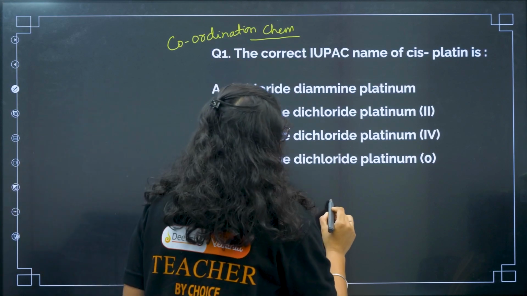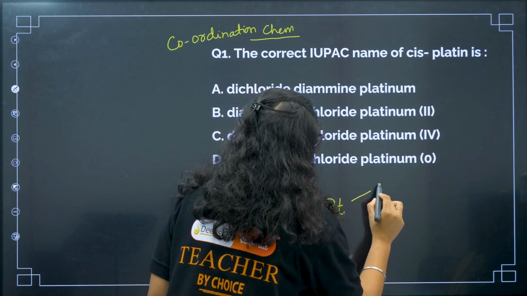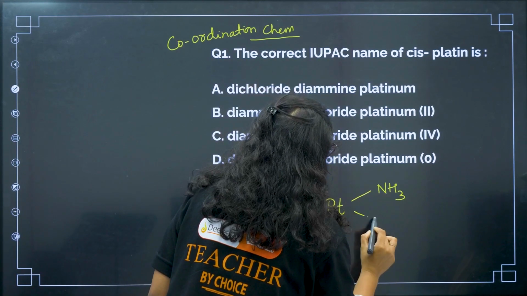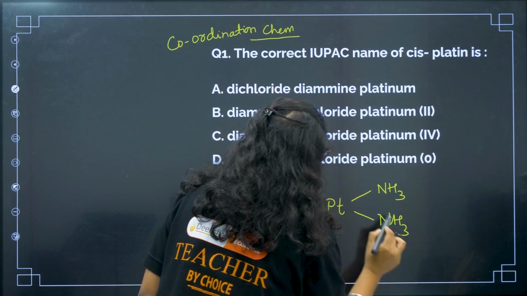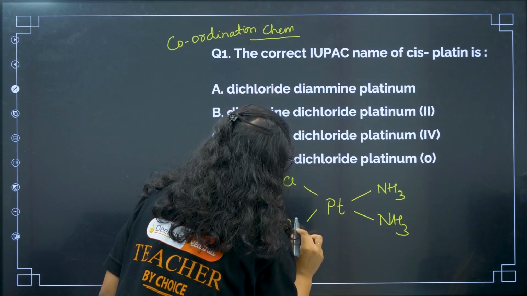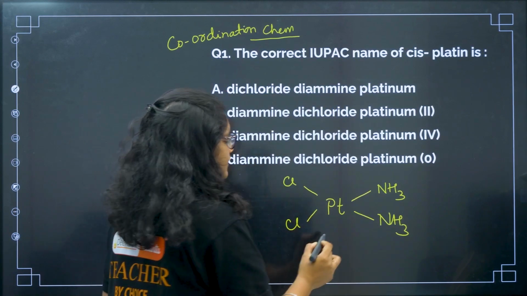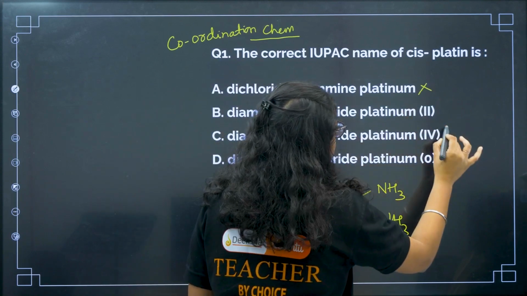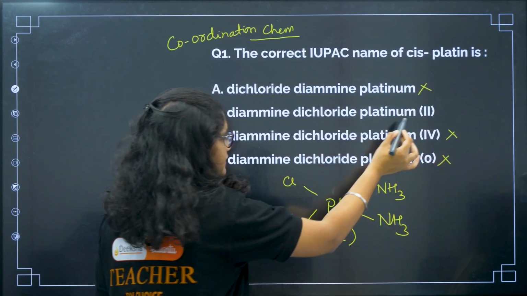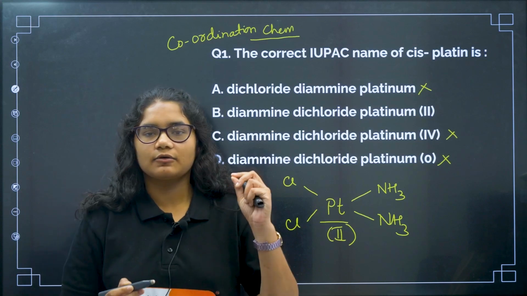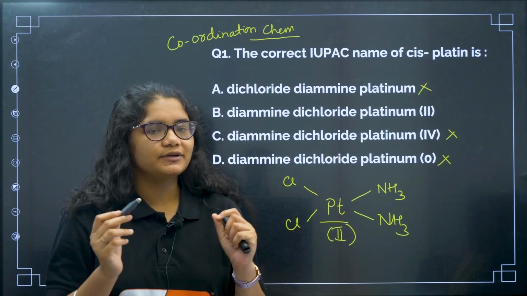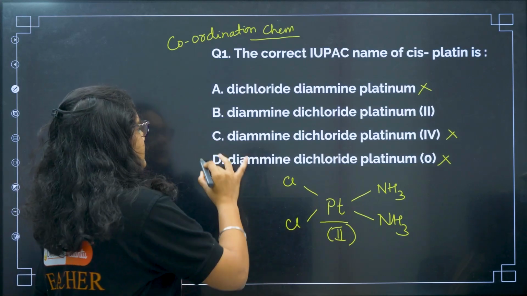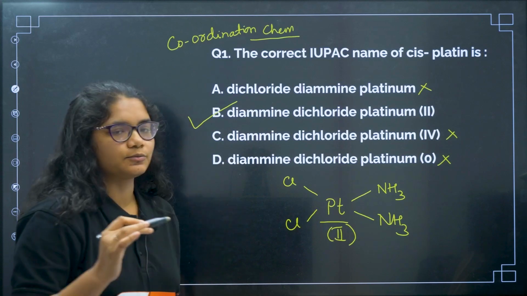For cisplatin, the formula or structure you need to know is NH3, NH3, and 2 chlorines. If you calculate the oxidation state of platinum, it will be +2. You can see this option is not there, this is not there, this is not there, because there is only one option with oxidation state as 2. So by seeing this, we can tell that the correct answer for this question is option B.